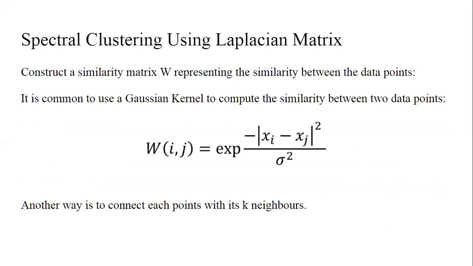Now let's see a novel clustering algorithm based on the Laplacian matrix called spectral clustering. It contains two steps. First step is to use the data points and the similarity between them to build a graph on any given dataset. In the constructed graph, each node is just a data point, and each edge weight is given by the similarity between them. It is common to use a Gaussian kernel to compute the similarity. In the formula, Wij is simply calculated from the Euclidean distance between two nodes. Another way is to connect each point with its k nearest neighbors.